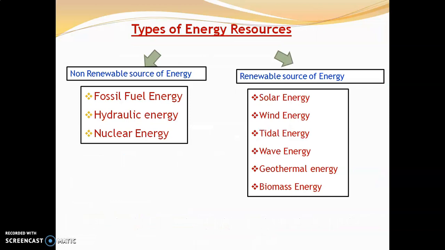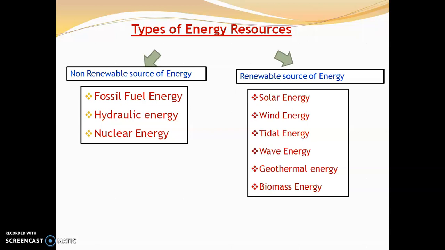The types of energy sources are broadly classified into two types. The first one is non-renewable sources of energy and the second one is renewable sources of energy. Non-renewable sources are otherwise called conventional energy sources, and renewable sources are called non-conventional energy sources. Examples of non-renewable sources of energy are fossil fuel energy, hydraulic energy and nuclear energy. Similarly, renewable sources of energy are solar, wind, tidal, wave, geothermal and biomass energy.